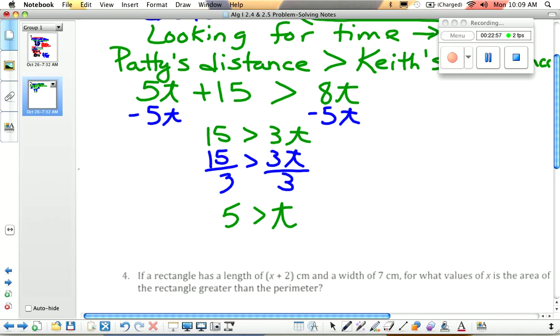Okay, at 5 seconds, what's actually going to happen though? Tied. Is he going to be ahead of her? No, they're going to be tied. He's going to be right beside her at 5 seconds, and then after 5 seconds, he's going to move ahead of her, right? So we're going to have to state it like that. We're going to have to say up to 5 seconds.